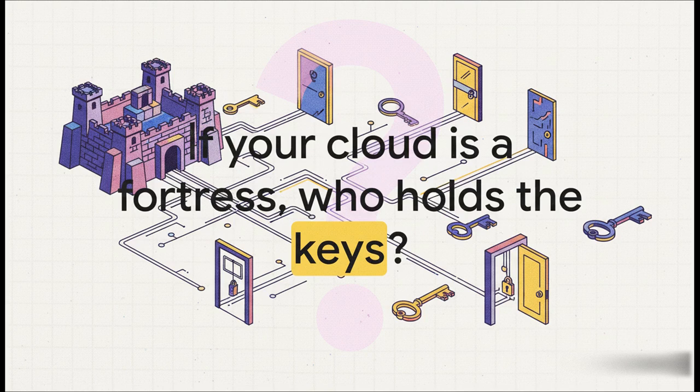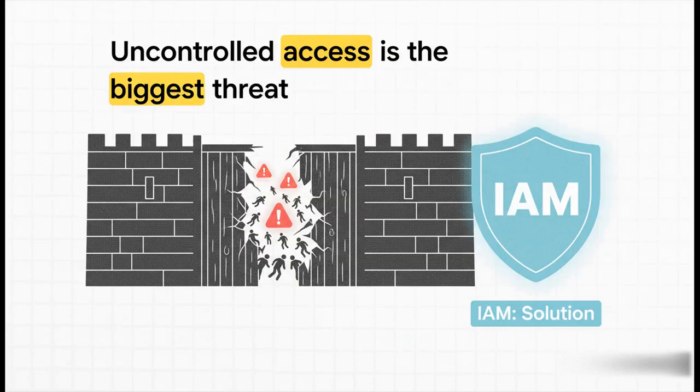Getting that right is, no joke, one of the biggest challenges out there. Because honestly, if you mess this part up, it doesn't matter how high your walls are. Misconfigured permissions are a massive source of data breaches. We've all heard the horror stories, right? A simple mistake, and suddenly sensitive data is just out there for anyone to see. And that's exactly the problem that AWS Identity and Access Management is built to solve. It's your command center for access control.